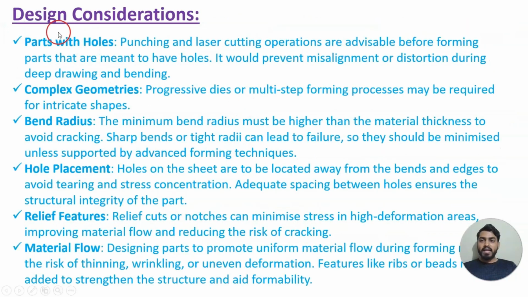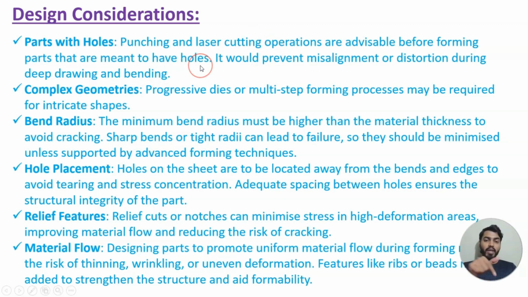Then design considerations. This is the main part that, as a design engineer, we should know. First, parts with holes. Let's say for example any sheet metal fabrication part with holes. Here you can see punching and laser cutting operations are advisable before forming parts that are meant to have holes. It would prevent misalignment or distortion during deep drawing and bending. So when we have parts with holes, after the forming operations, at the end we need to go for holes. Why?